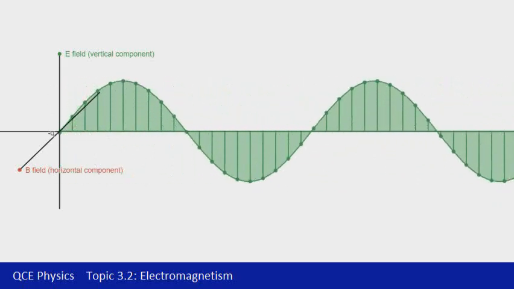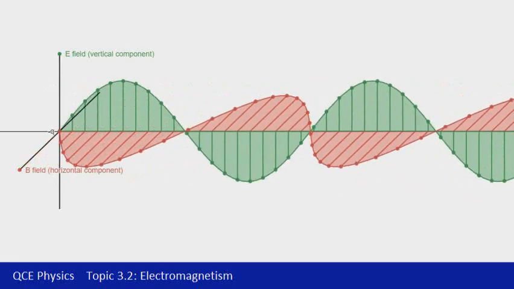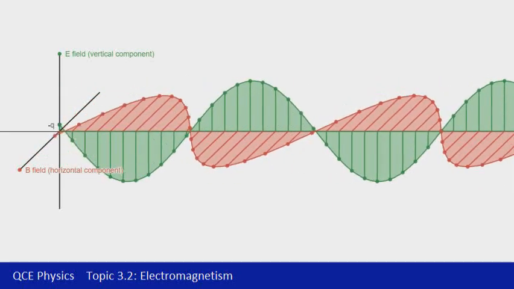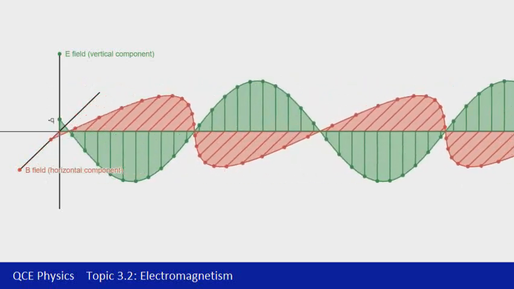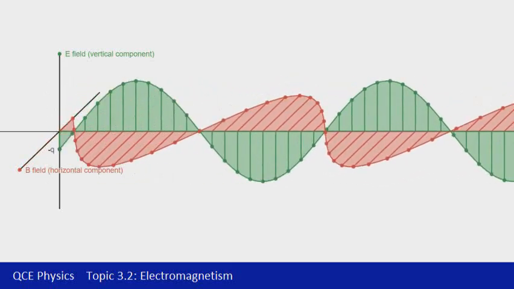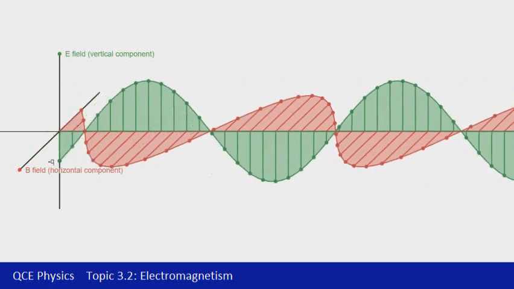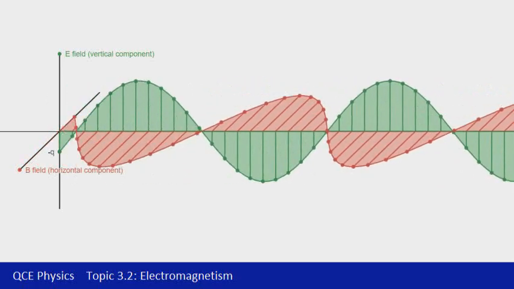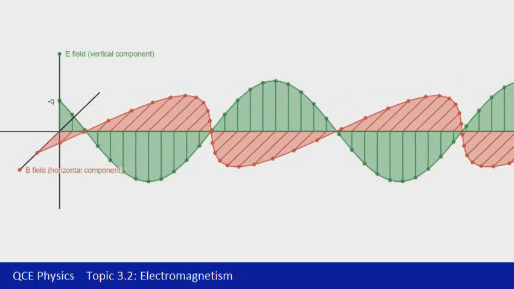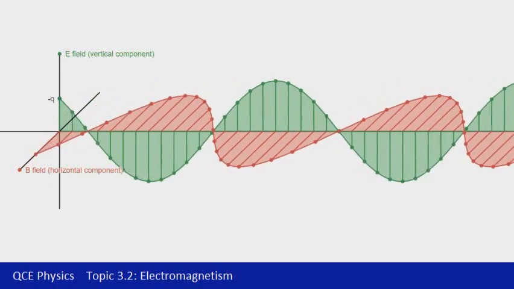So if we then add in the components of the magnetic field, you can see now that the magnetic field is oscillating horizontally, and those shaded regions represent the horizontal plane in which the magnetic field is oscillating. And we then have the perpendicular components of the electric and magnetic fields oscillating in sync. So they're both doing the same thing at the same time, both reaching a maximum and both reaching a minimum at the same time.